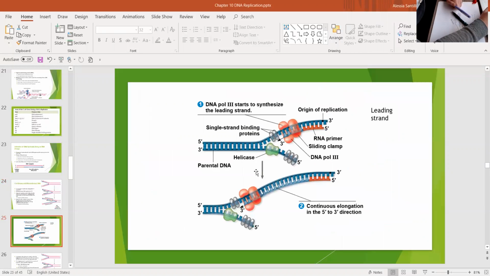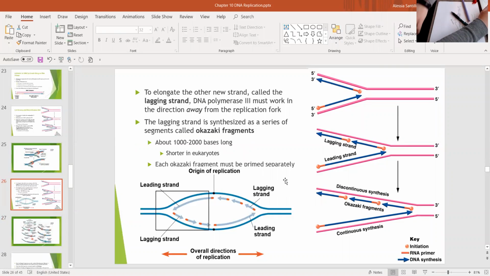Maybe in this picture here, you'll notice it a little bit better. Here we go. So for this replication fork, the leading strand just continuously synthesizes the DNA as the replication fork opens. In this case, the lagging strand has to wait for the replication fork to open a little bit before it can put the primer and then extend in the opposite direction of the replication fork. Then it has to open a little bit more to put another primer and extend in the opposite direction. So DNA polymerase 3 in the lagging strand works in the direction away from the replication fork.